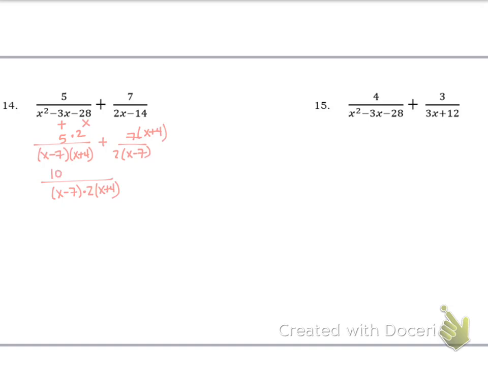So I got 10 on my left side of my fraction. When I distribute this, I should get 7x plus 28. Combined like terms, I get 38. And I can't pull a GCF out or factor anymore to see if it cancels.